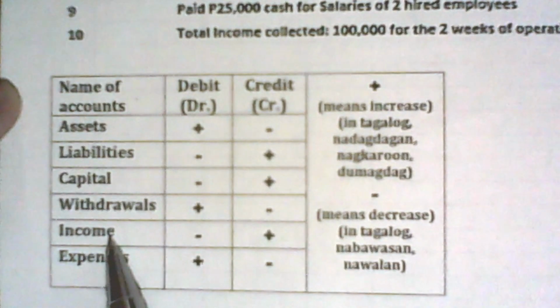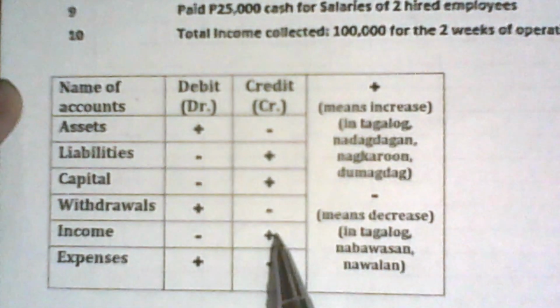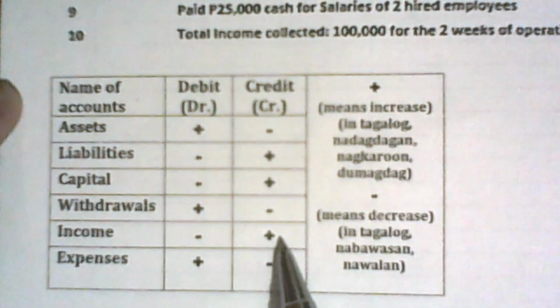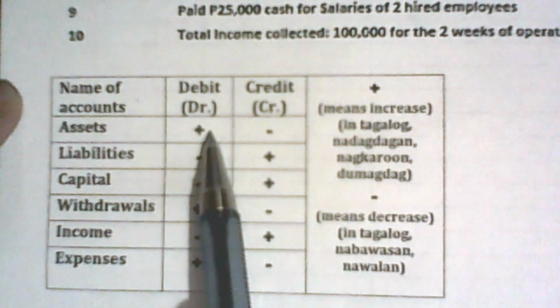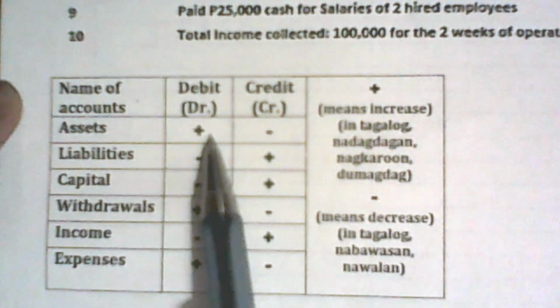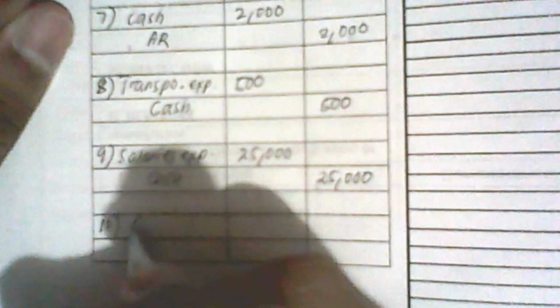And according to the rule, if our income increases, we need to credit that. Kapag nagkaroon tayo ng income, kailangan i-credit natin. So the account to be credited is the income, and the account to be debited is the cash, because the cash belongs to asset. So, cash and income.